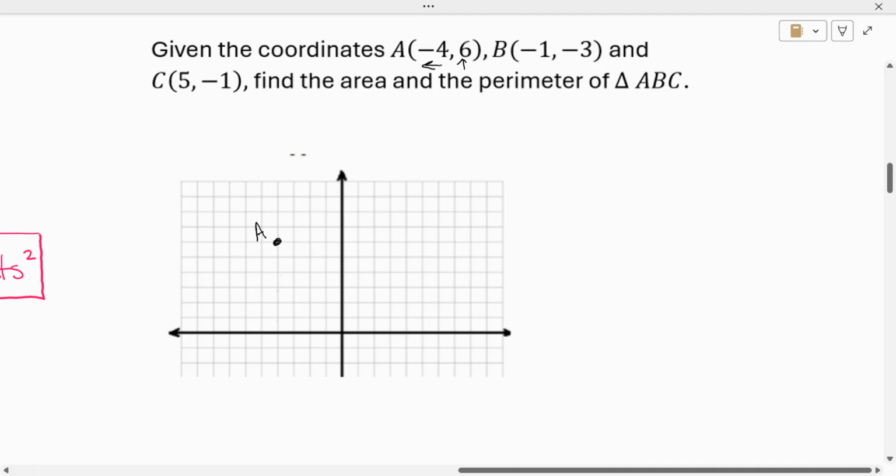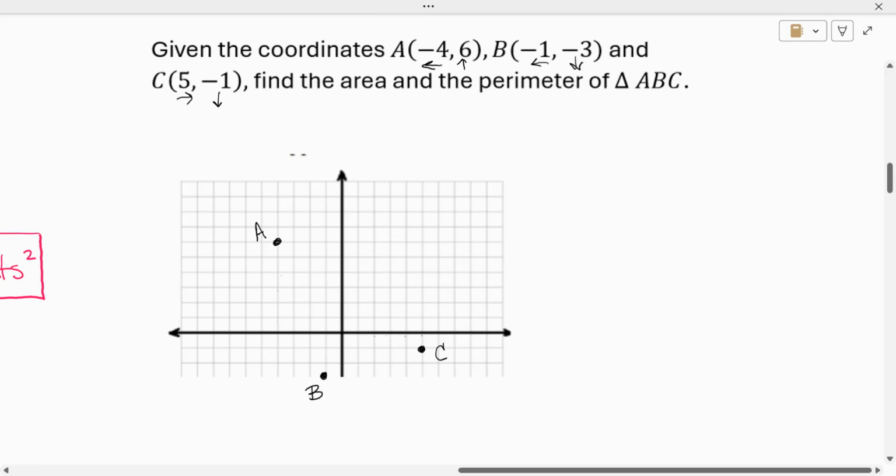Point B, let's see. Negative means I go left and negative means I go down. So starting at the origin, I go left 1 and down 3. Point B. C, positive, negative. Positive means I go to the right, the x-coordinate goes right. Negative means the y goes down. So from the origin, I'm going to go to the right 1, 2, 3, 4, 5, down 1. This is point C.